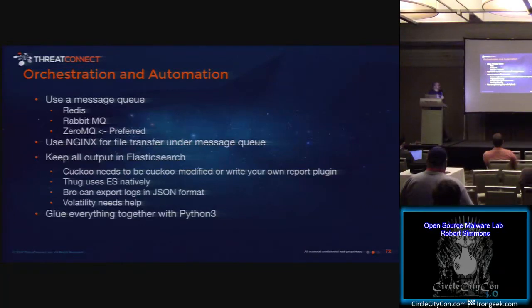Each one of these tools has a way to talk to Elasticsearch. So for Cuckoo, you would use Cuckoo Modified, or you write your own report plugin. Thug has Elasticsearch native output. Bro can export logs, like I said earlier, in JSON format. Also, for Volatility, there's a way to have it create JSON format output of each one of the tools. So all of these can go directly and speak JSON to Elasticsearch. I glue everything together with Python 3. I prefer 3 over 2.